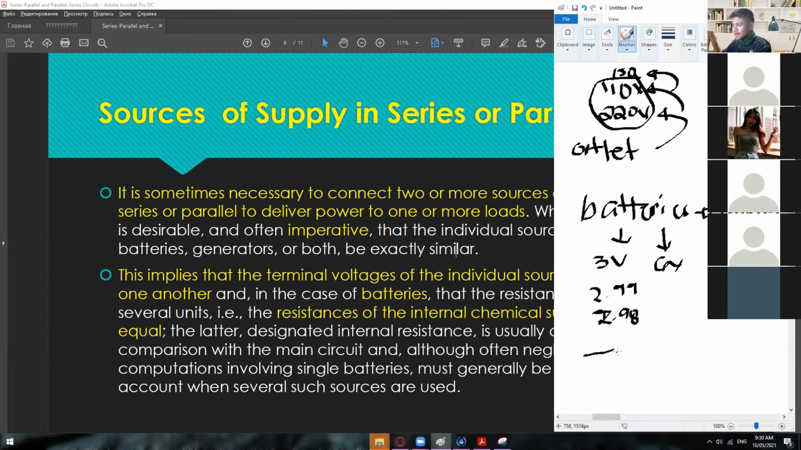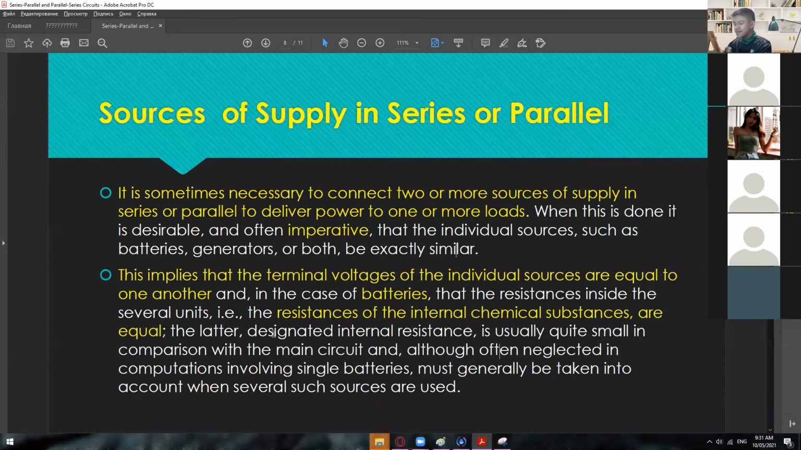However, kapag, let's say, 3 or 4 na batteries na yan, you are expecting to have 3, 6, 9, 12 volts in total. Pero since meron nga silang internal resistances, minsan magiging 11.5 na lang to. Okay, may mga ganung cases. So, kapag isa lang, okay lang. Pero kapag mas marami, mas maraming pagdadaanang resistances, mas liliit mismo yung voltage na equivalent nung mga sources na yun.